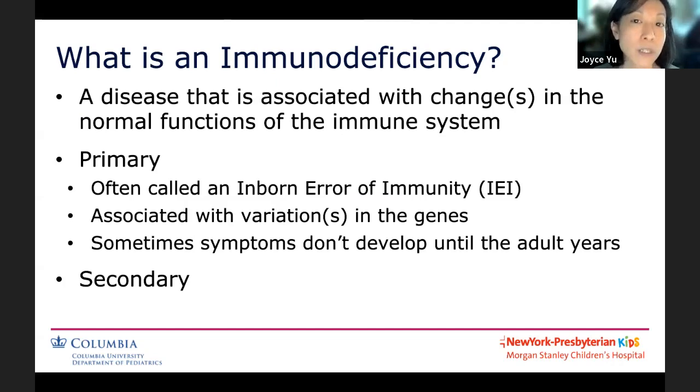Secondary immunodeficiencies are those that occur secondary to something else. For example, if you have a primary autoimmune disorder, or if you take a particular medication that affects your immune system as a side effect, then you can have a secondary immune deficiency. For example, if you're on steroids or something like that, that can cause a secondary immune deficiency.